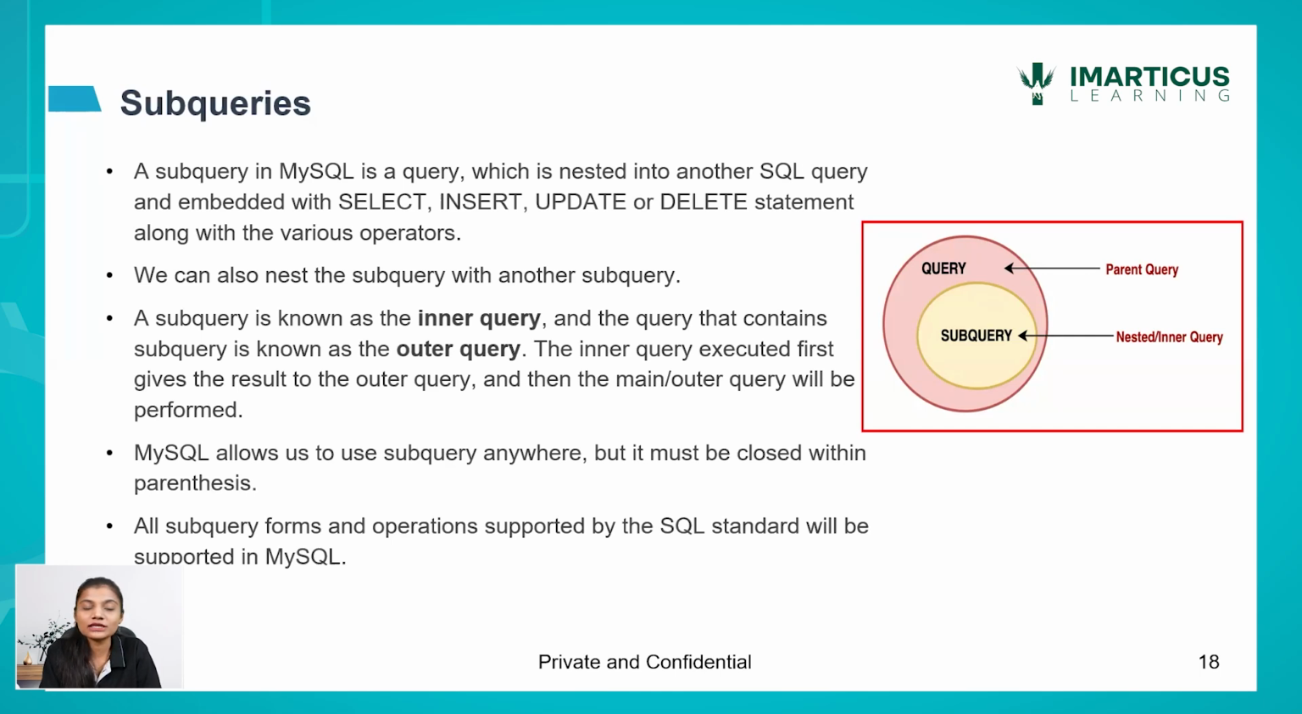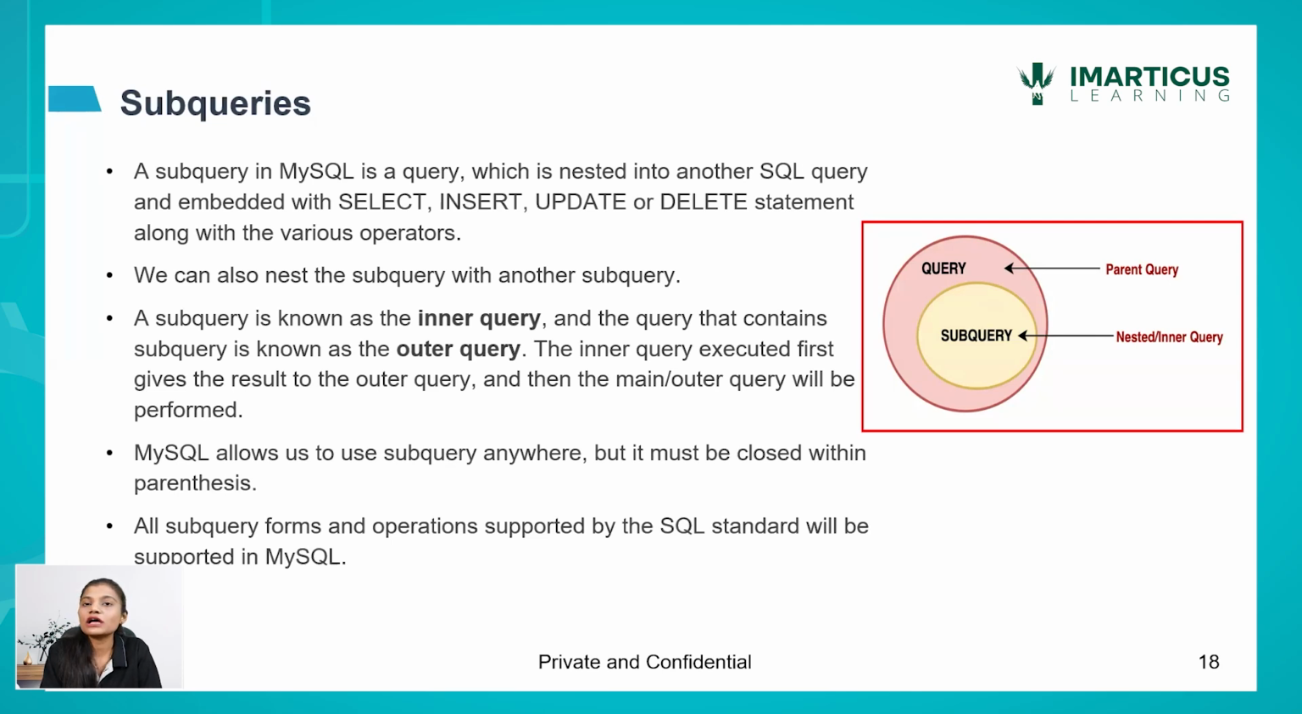If you can see in the image, it is showing that the inner query executes first and gives the results to the outer query. So it helps me understand how a subquery works. A subquery works by running the inner query first, and whatever result is generated through the inner query will be used by the outer query or the parent query to generate a result set for us. The main or outer query will then be performed and give us the answer.